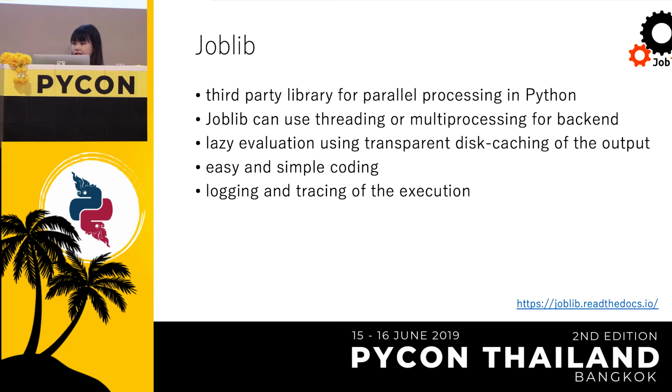Next, I introduce Joblib. Joblib is a third-party library for parallel processing in Python. Joblib's default backend is Loky, which is a third-party parallel architecture, but we can use Python's official threading and multiprocessing for the backend too.